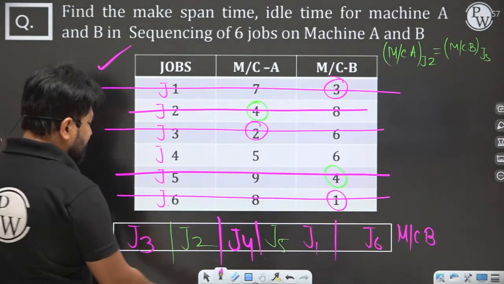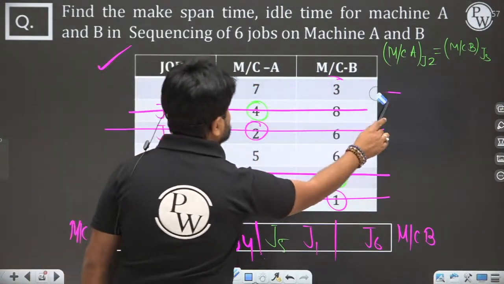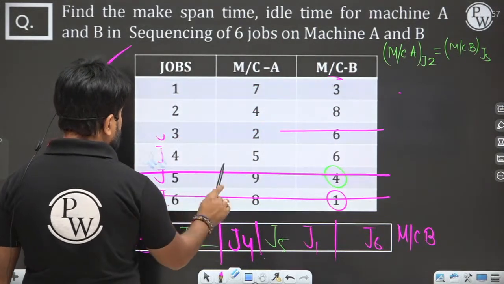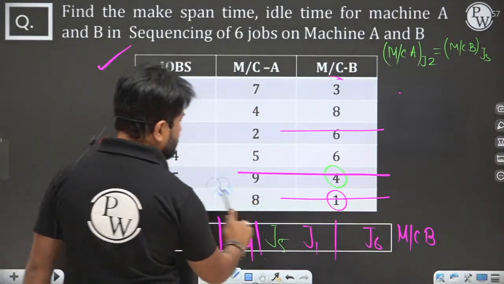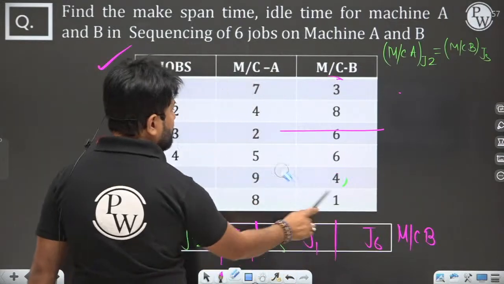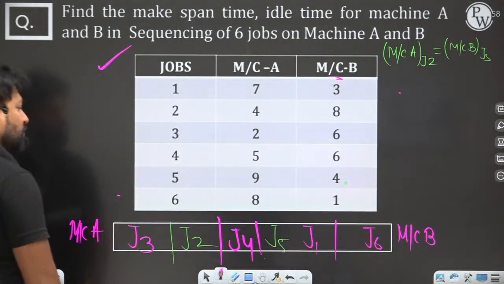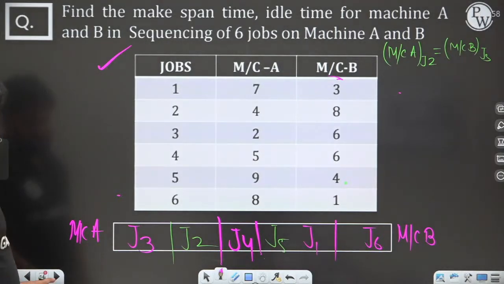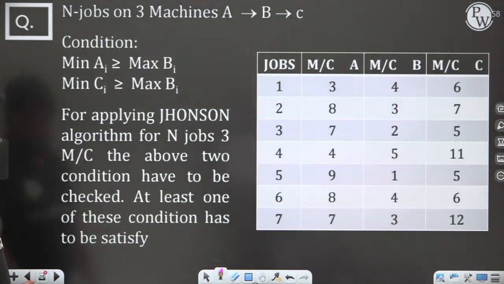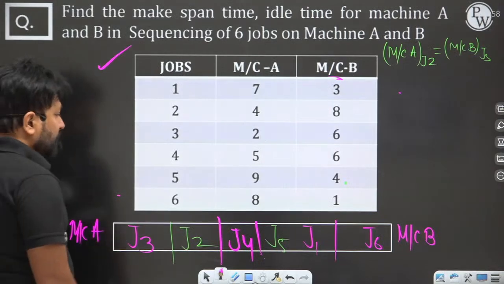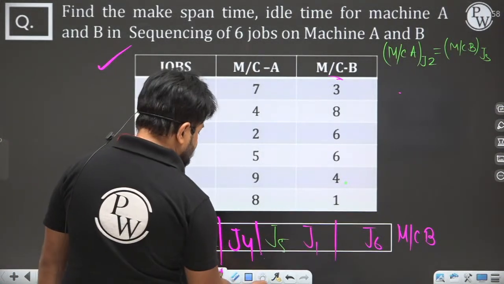Now we have to find the make span time. Now I am going to remove this. Now here the sequence is 3, 2, 4, 5, 1, 6.